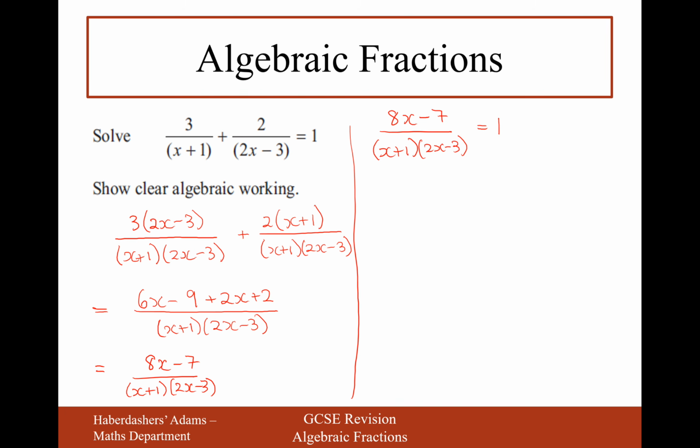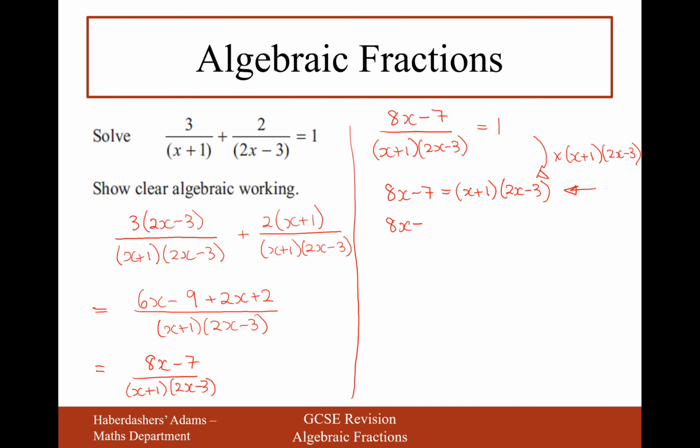equals 1. So now what we're going to do is move the denominator onto the other side by multiplying it onto the other side. So it'll be multiply now by (x plus 1)(2x minus 3). So that's going to give me 8x minus 7 equals (x plus 1)(2x minus 3). The next step is to now identify that at this point here we have a quadratic equation on our hands. So we need to expand the brackets and move everything onto the same side.